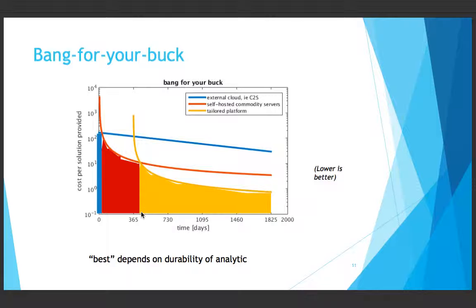After a little more than a year, though, if your analytic is going to run for longer, then it makes sense to buy a tailored infrastructure. So you get nothing for that first year, but then over time, it pays for itself because it produces more solutions. So there's more cost of that system, but because it provides more solutions, it has a lower cost per solution in the long run. So if you knew all the parameters for capital and O&M cost, and you knew the application was just going to run over and over, then which platform depends on the durability of that application.